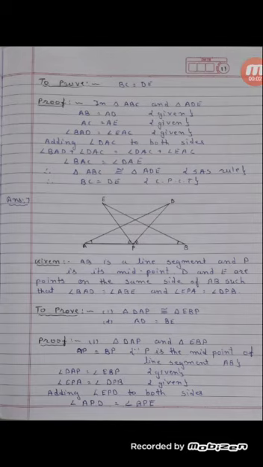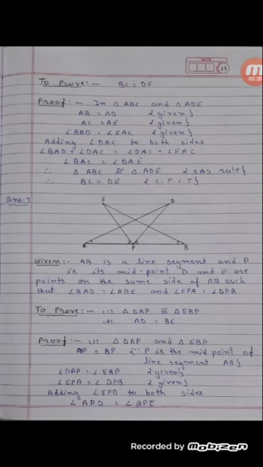Question number 7, page number 120 in the textbook. Read the question from the textbook. AB is a line segment and P is a midpoint. D and E are points on the same side of AB such that angle BAD is equal to angle ABE and angle EPA is equal to angle DPB. Show that first, triangle DAP congruent to triangle EBP and second, AD is equal to BE.